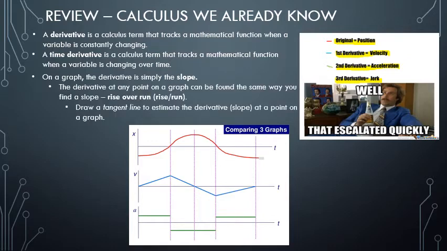So let's take a look here. On the graph, like we said, the derivative is simply the slope. To estimate the slope, a good estimate of the derivative is to take what's called a tangent line, which is a line that touches the graph at just one point. So you draw a tangent line and you use rise over run. You can estimate the slope of a graph that way and estimate the derivative. I've drawn 5 tangent lines, the red ones, on our position graph at 5 different spots.